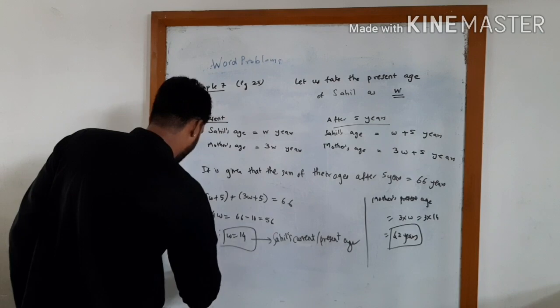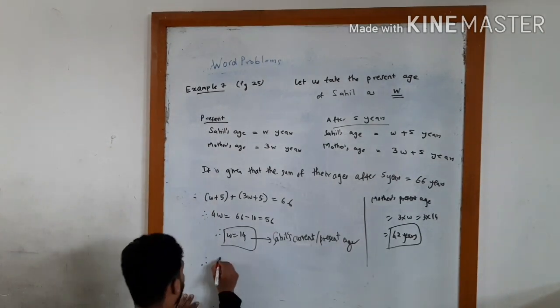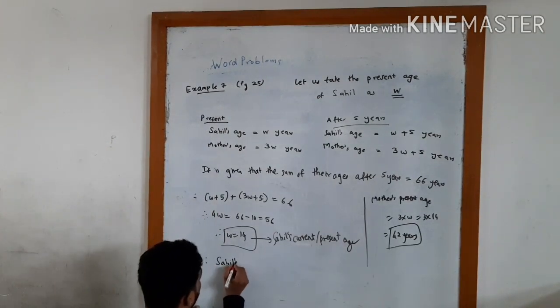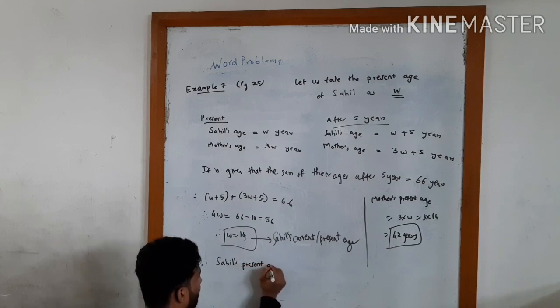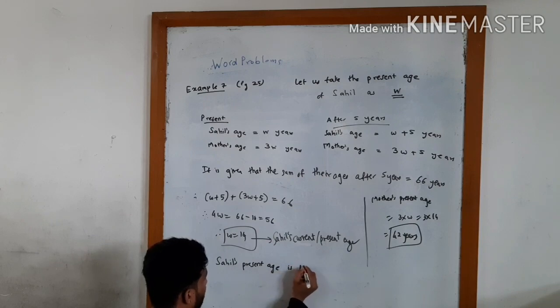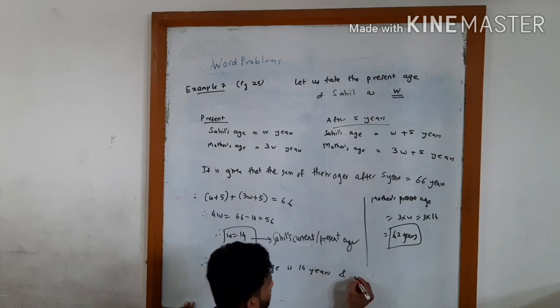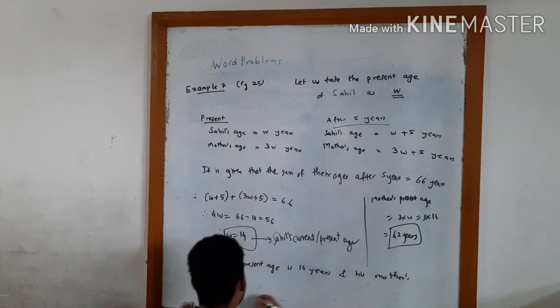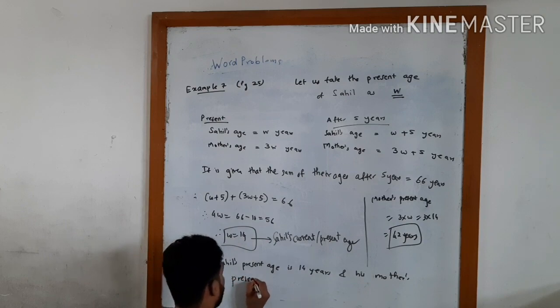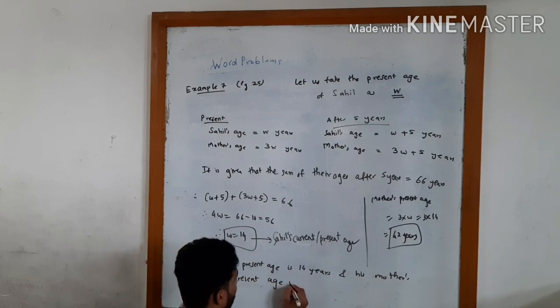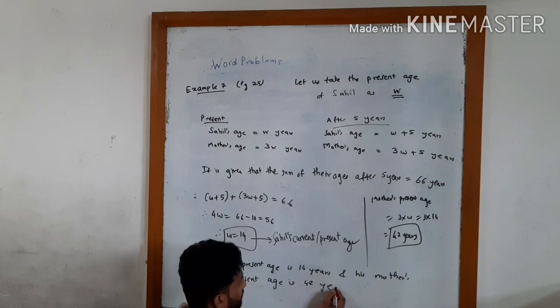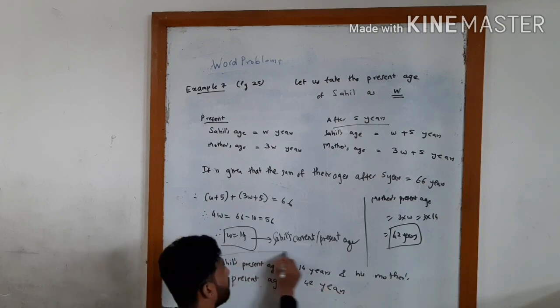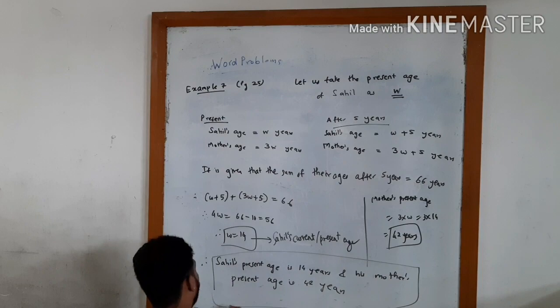So finally you will write, therefore Sahil's present age is 14 years and his mother's present age is 42 years. This is your final answer.